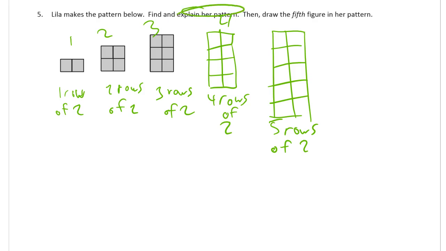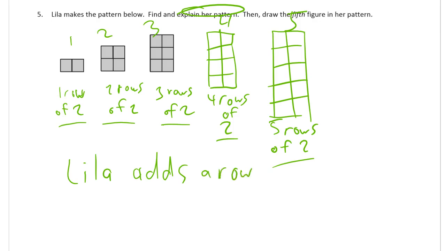And I have to explain her pattern. So I kind of have with these labels here, but I'm going to write out a sentence for it anyway. And label this as figure 5. So I just want to describe the pattern. Lila adds a row of 2 for each new figure.